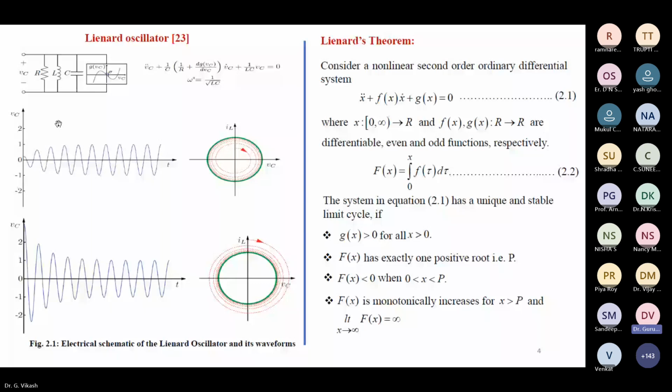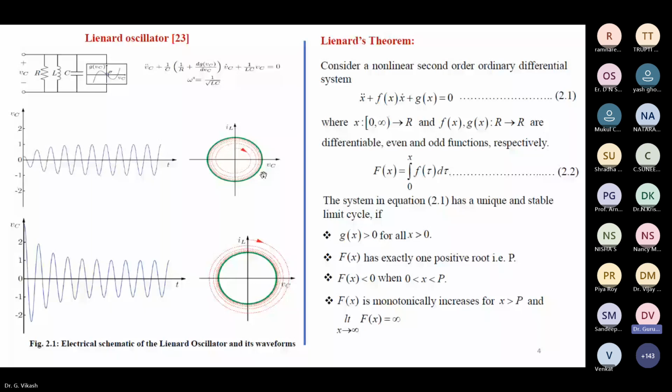Consider a nonlinear second order ordinary differential system, shown in equation 2.1, where x is a real valued function, and f of x and g of x are real and differentiable, and f of x should be an even function and g of x should be an odd function respectively. Figure 2.2 shows the function capital F of x. The system in equation 2.1 has a unique and stable limit cycle. See here, one green circle is there. This is nothing but the unique stable limit cycle.